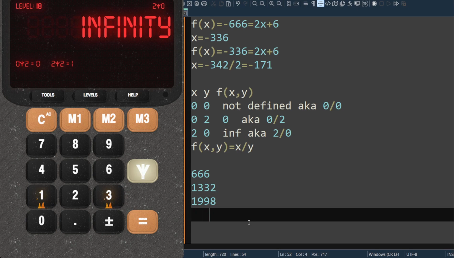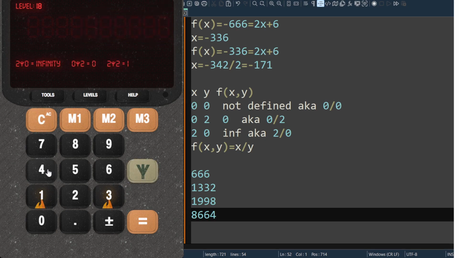Let's go for the next one. 4, 6, 6, 8. And now we have something. Okay. Which way do we write this? No. 8, 6, 6, 4, and 4.